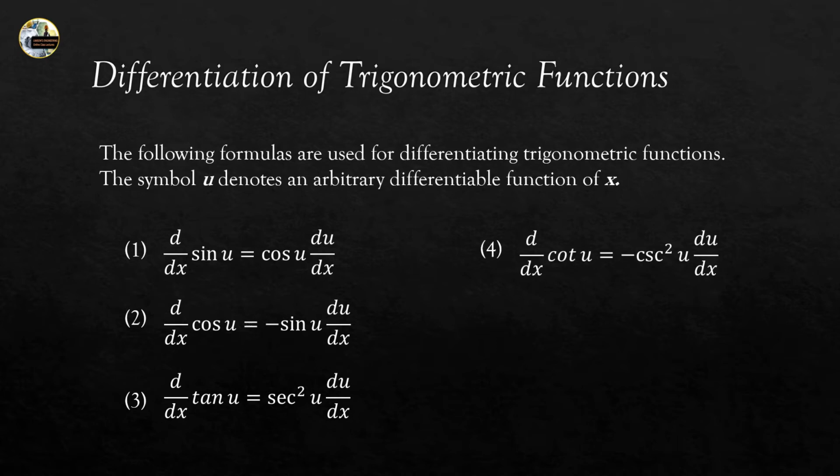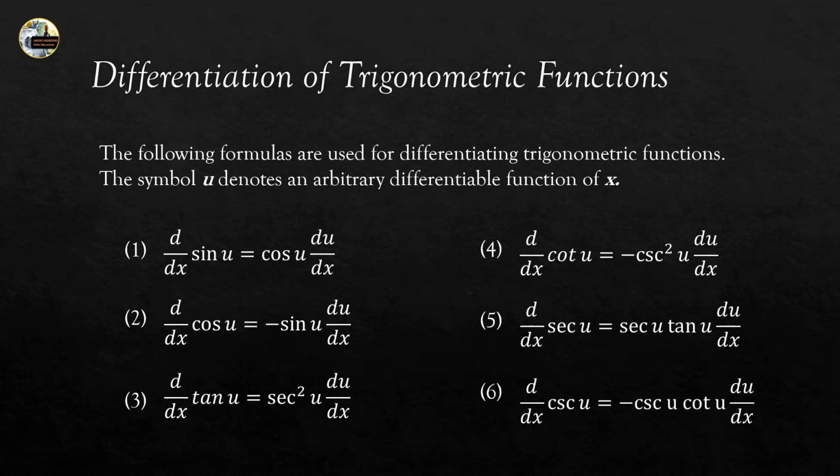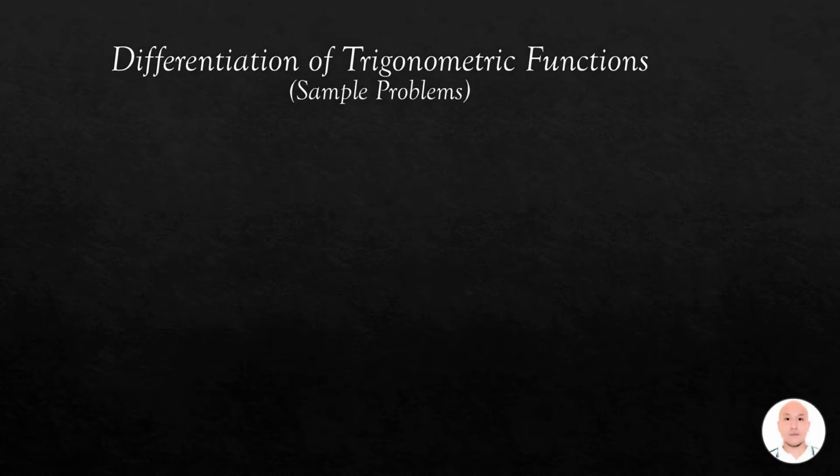For the fourth formula, d over dx cotangent u equals to negative cosecant squared u du over dx. Number 5 is d over dx secant u equals to secant u tangent u du over dx. And for the last formula, d over dx cosecant u is equals to negative cosecant u cotangent u du over dx. Let's proceed now to our sample problems in differentiation of trigonometric functions.